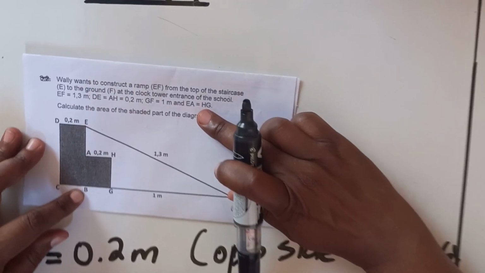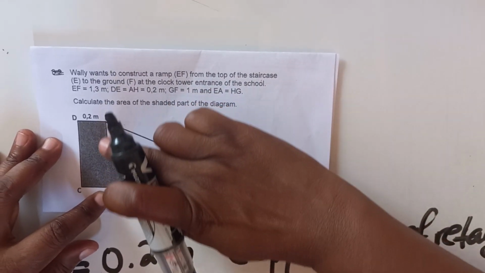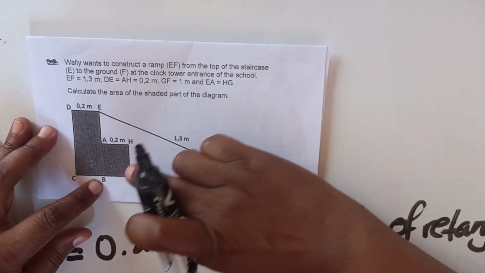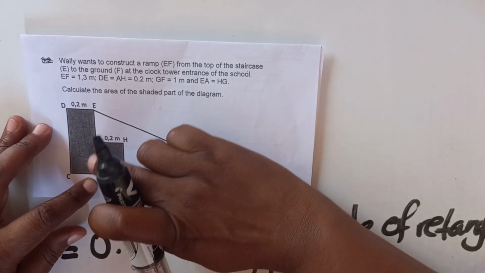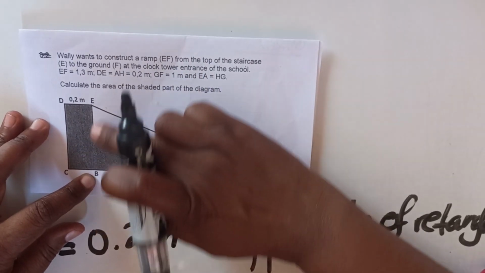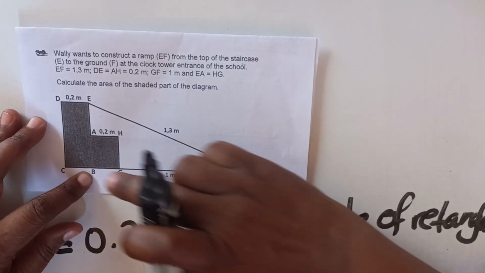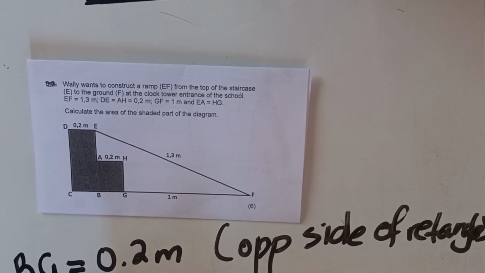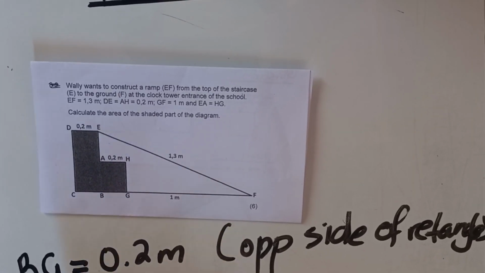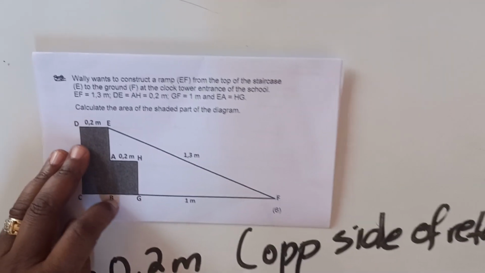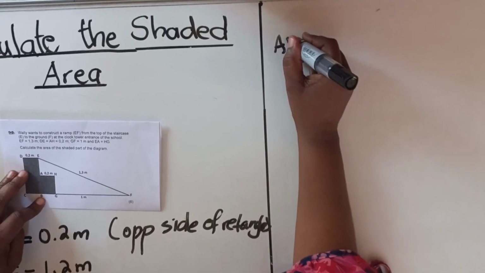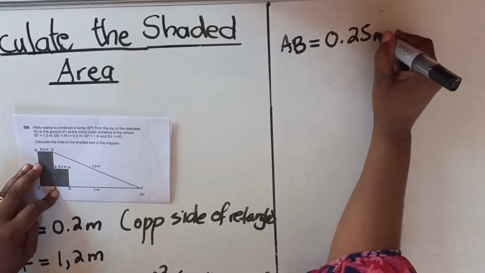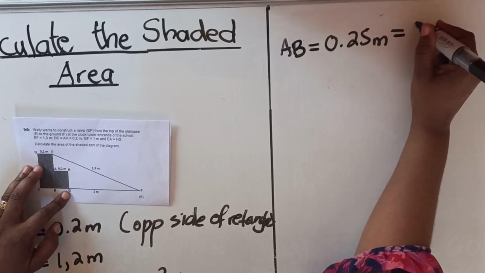But there's a statement there. It's telling us that EA, this one, is equal to HG, that one. We know this is a right angle, so this side is equal to that side. So if this is 0.5, we're going to divide by 2, and we get this one and that one, 0.25. So it means this line AB is equal to 0.25 meter, which is equal to HG.